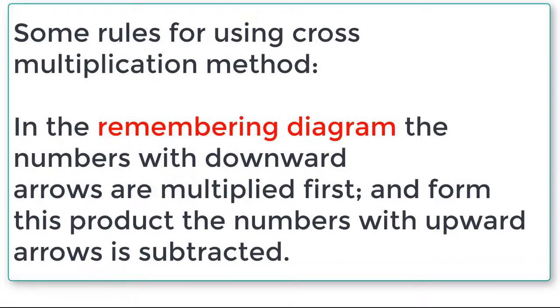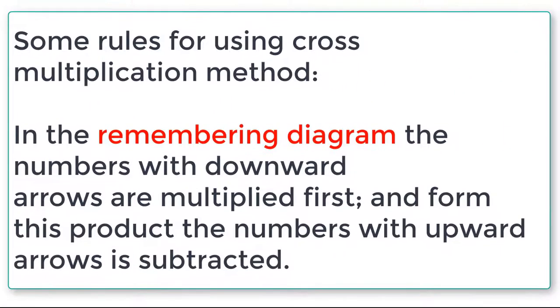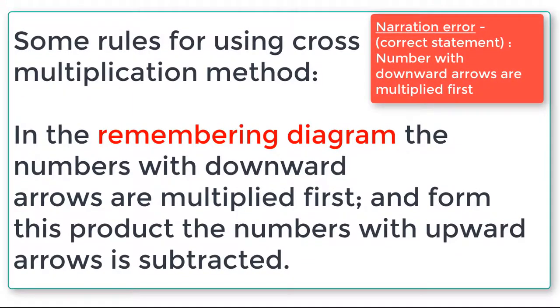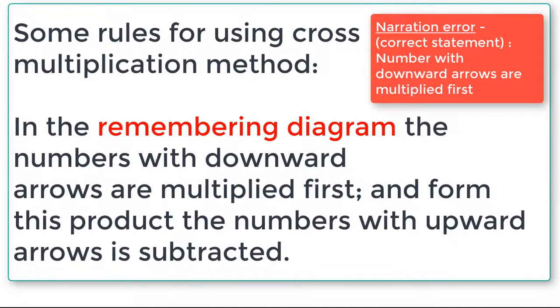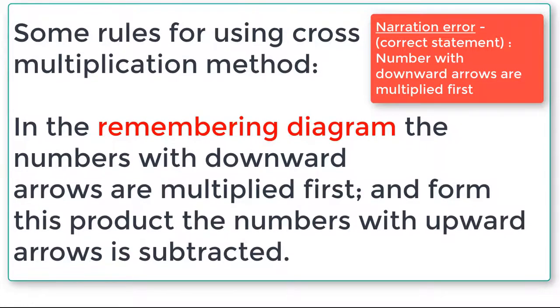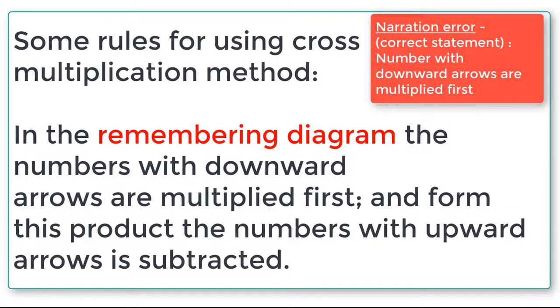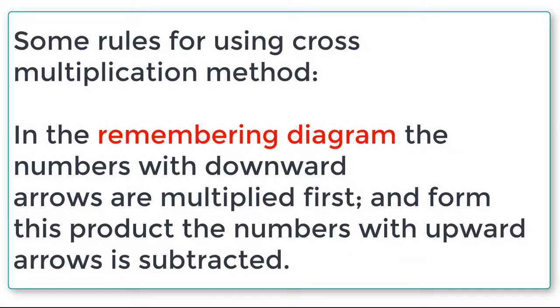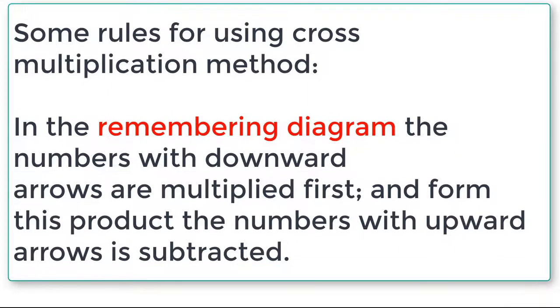Now there are some rules for performing this cross multiplication method. In the remembering diagram, the numbers with downward arrows are multiplied first, and from the product of these two numbers, the product of the numbers with upward arrows is subtracted. Never perform opposite subtraction or opposite multiplication. That will be wrong. Okay?